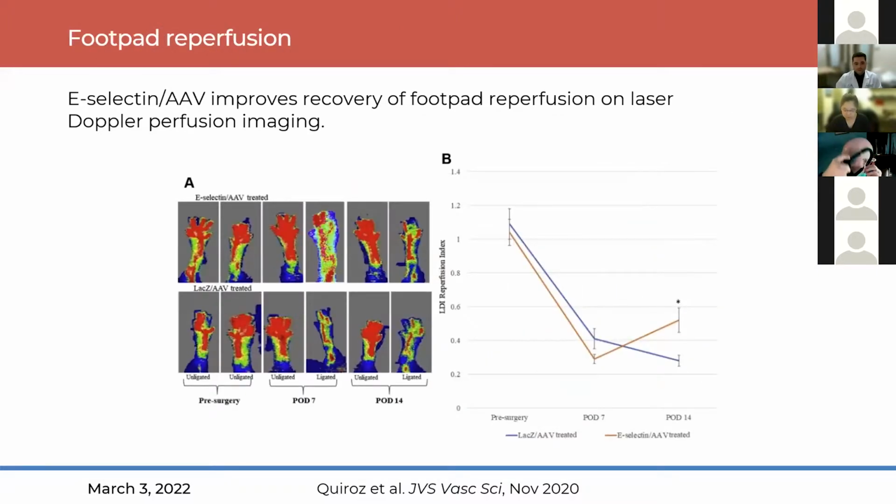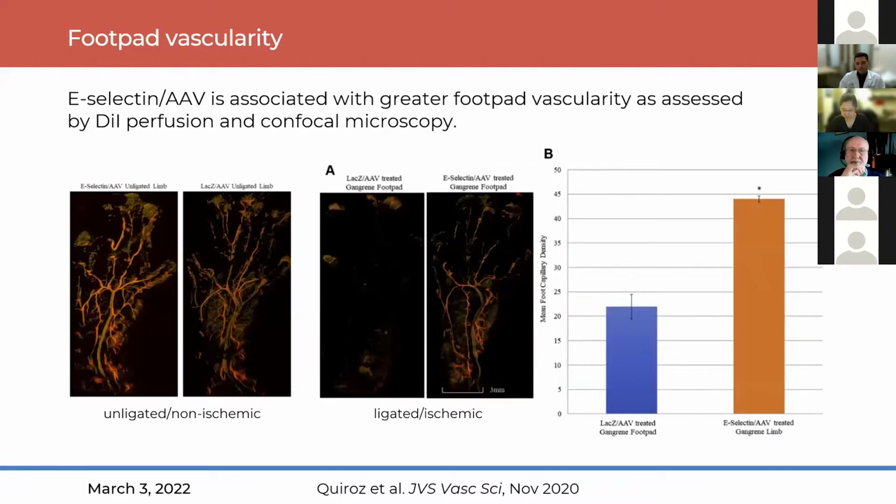Like many other studies of hind limb ischemia, we assess reperfusion to the footpad at post-op day 7 and post-op day 14, and similarly, we can see that perfusion is improved in the E-selectin treated mice with a significant difference 2 weeks after surgery. This slide demonstrates another technique whereby we can look at the microvasculature in the footpad. This is dye perfusion with a fluorescent dye. We perform this again 2 weeks after surgery. It's via intracardiac perfusion, and then we harvest the feet.